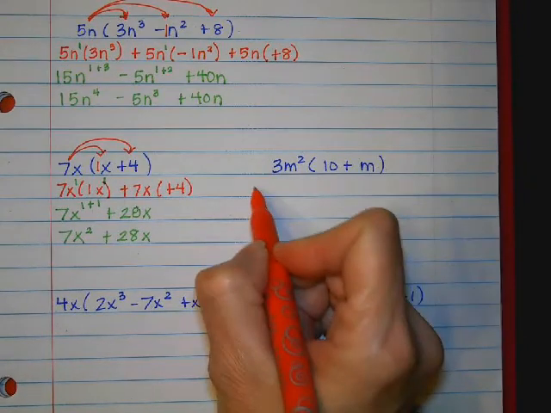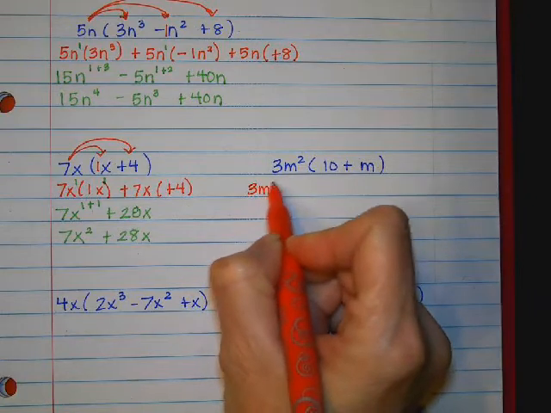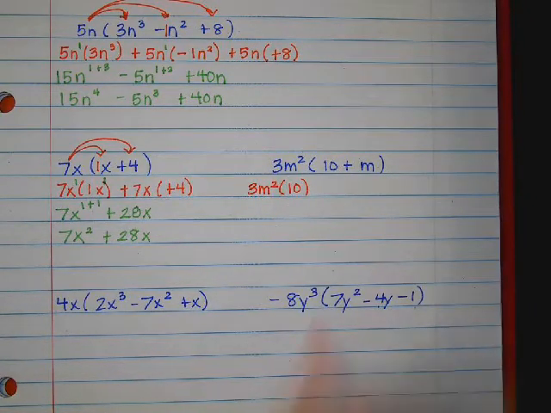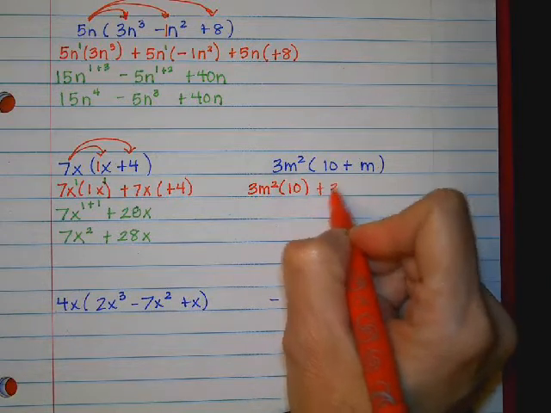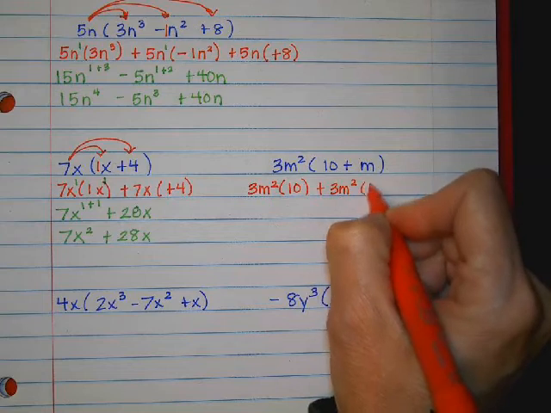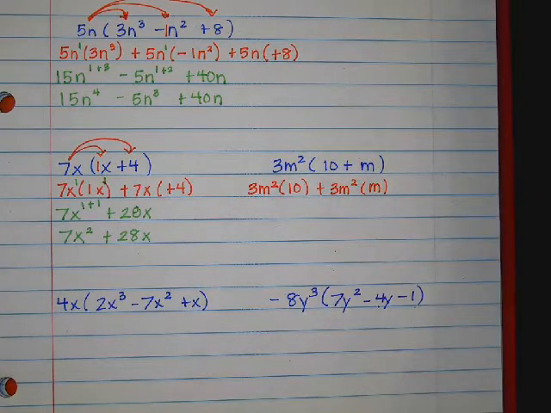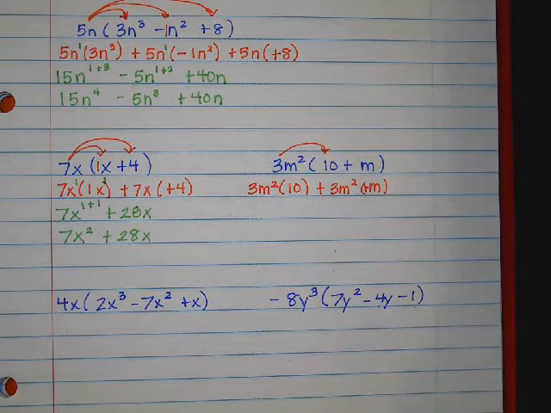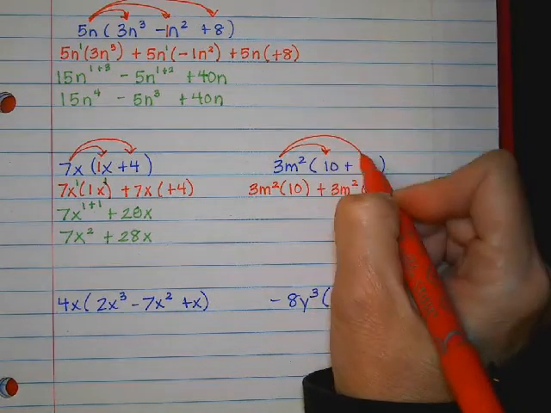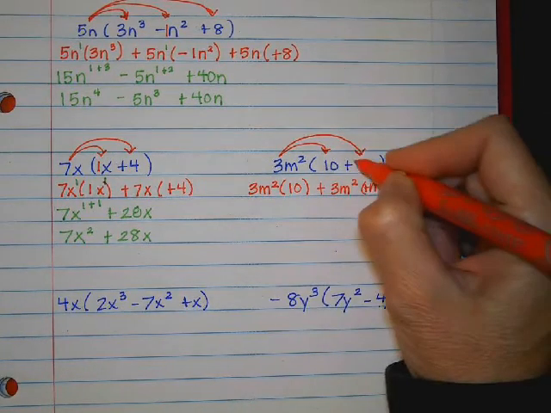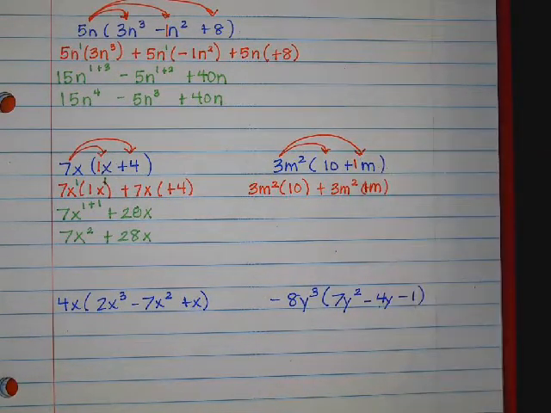Our outside term is 3m squared. We're going to multiply it by the first term, which is 10. It's a positive 3m squared, so plus 3m squared. And we're going to multiply it times the second term, which is m. So plus m, a positive m. So I've got 3m squared times 10, and 3m squared times a positive 1m. So again, make sure you understand it's a positive 1m.